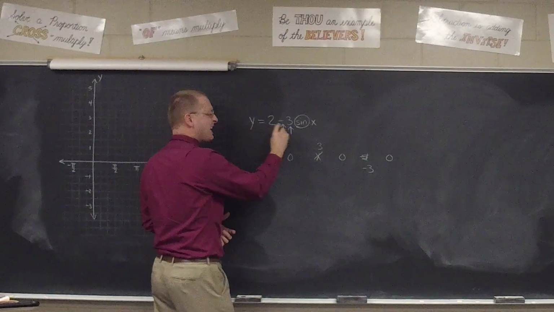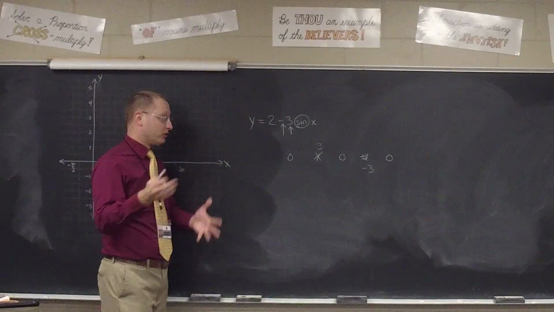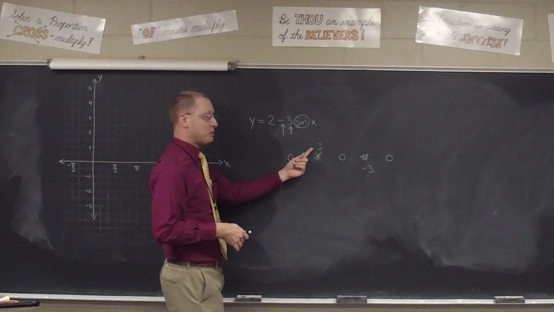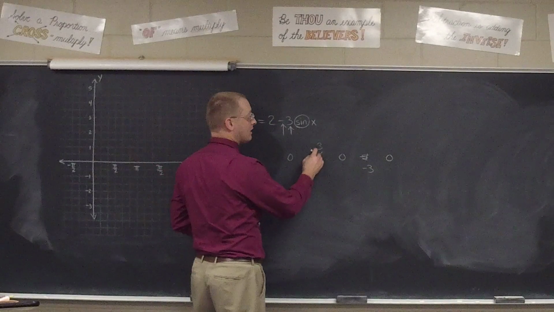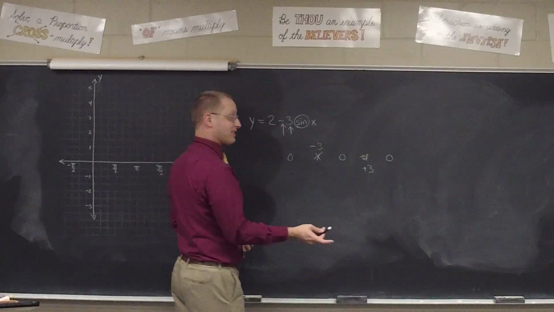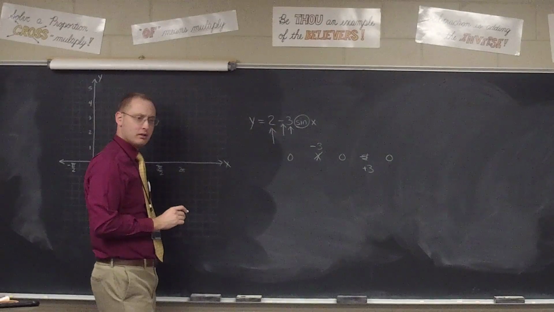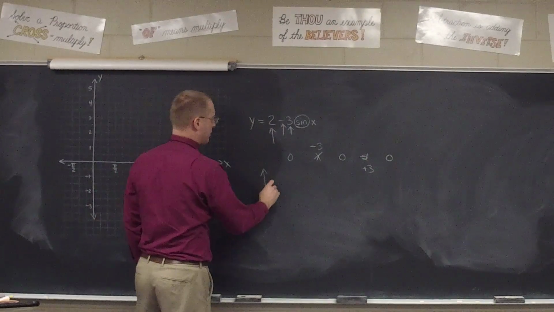I also see a negative right here. What's that going to do? It's going to invert the whole thing. It's going to flip it. So actually, instead of going up to a 3, I'm going down to a -3, and then instead of down to the -3, up to a +3. And then I also see this 2 at the beginning. That's going to shift everything up 2.